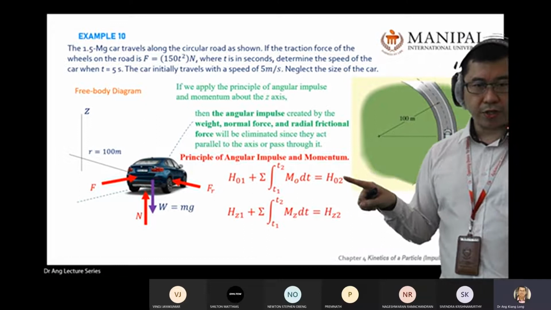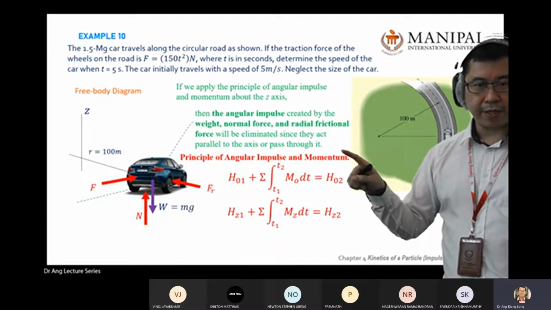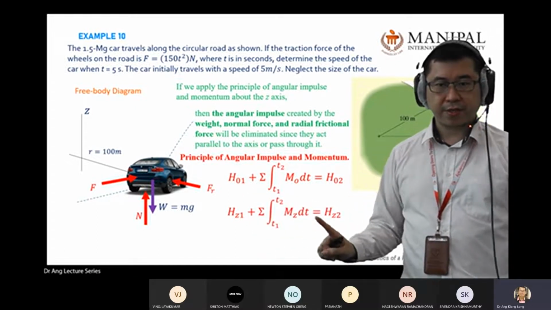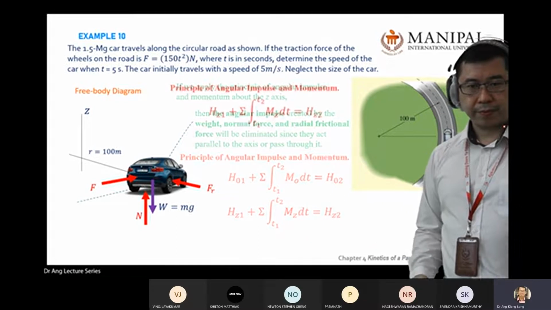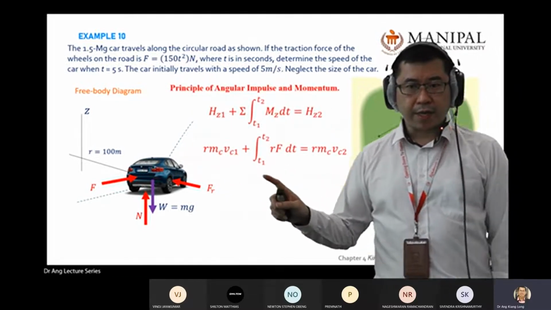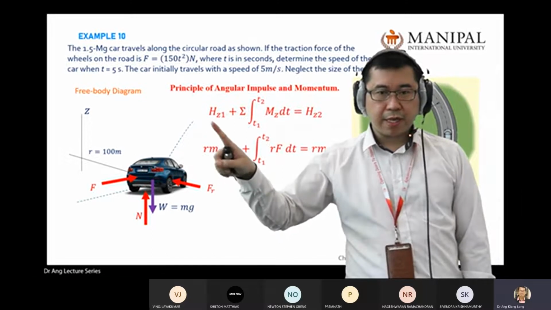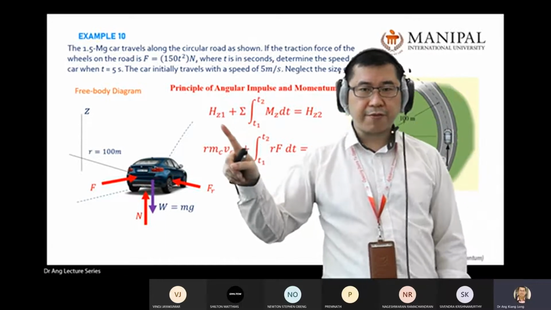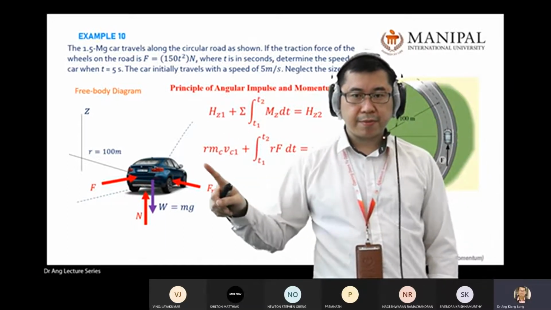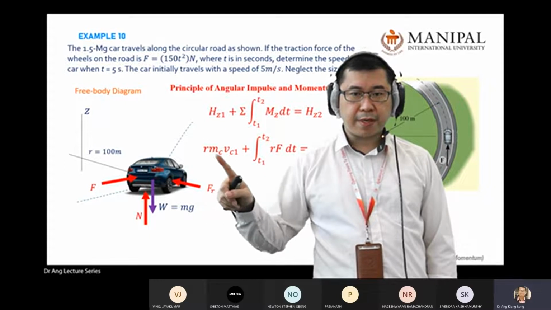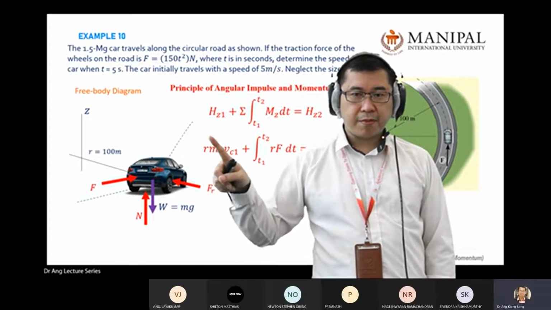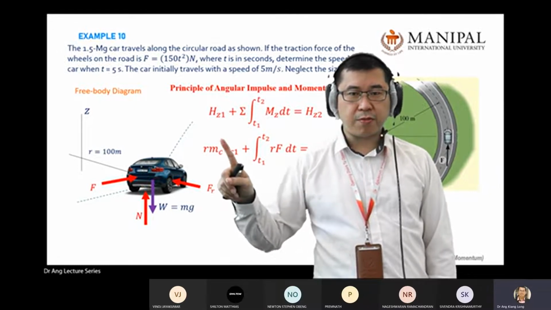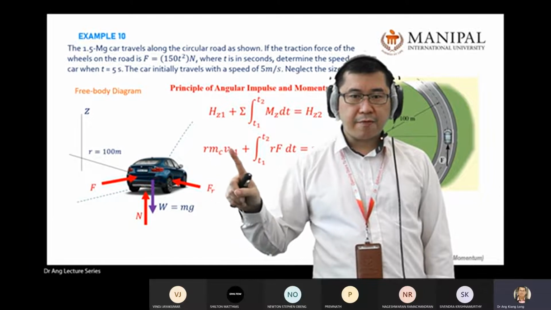I modified the original angular impulse and momentum equation into the scenario here. I focus on the Z axis. Then I start calculating how to find the angular momentum. Again, what is the definition of angular momentum? Moment of momentum. What is momentum? MV. What is moment? Momentum times the distance. MV times the distance.